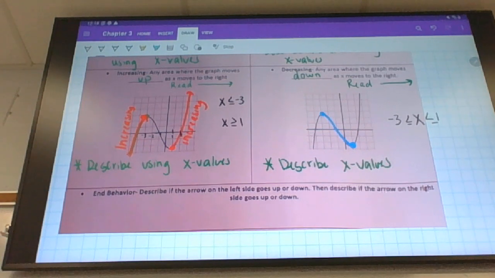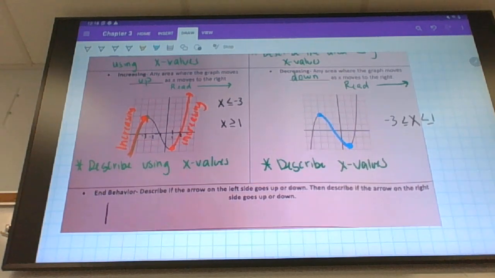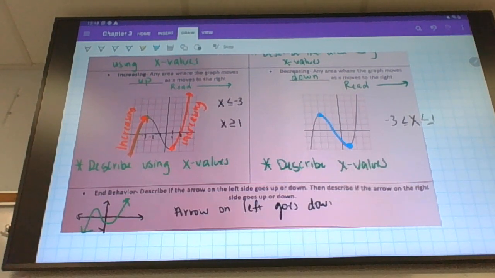And then end behavior. In the end, you describe if the arrow on the left goes up or down, then the arrow on the right. So I'm going to use this same graph here. I just didn't reprint it. Our graph looks like this. The arrow on the left goes down, and the arrow on the right goes up. And that is describing graphs in lots of different ways.